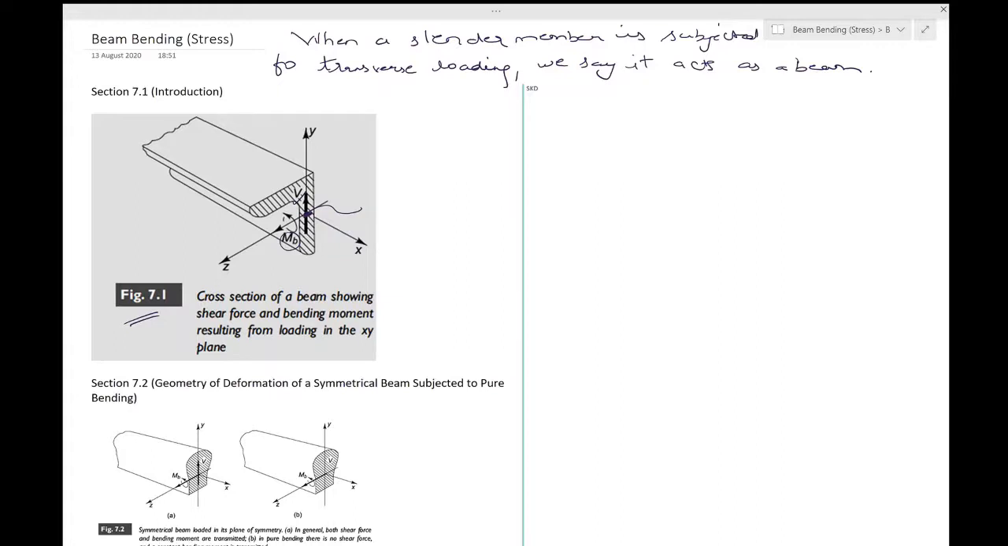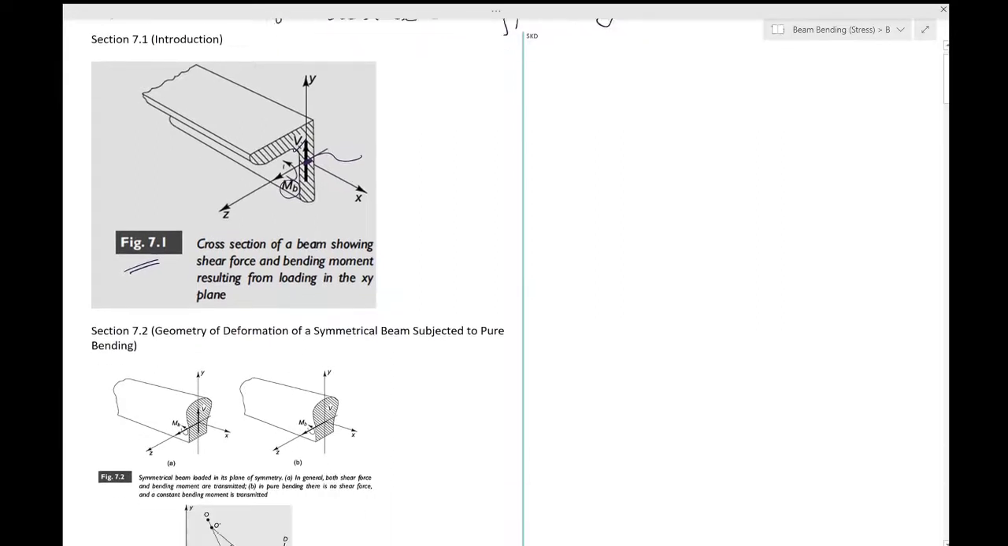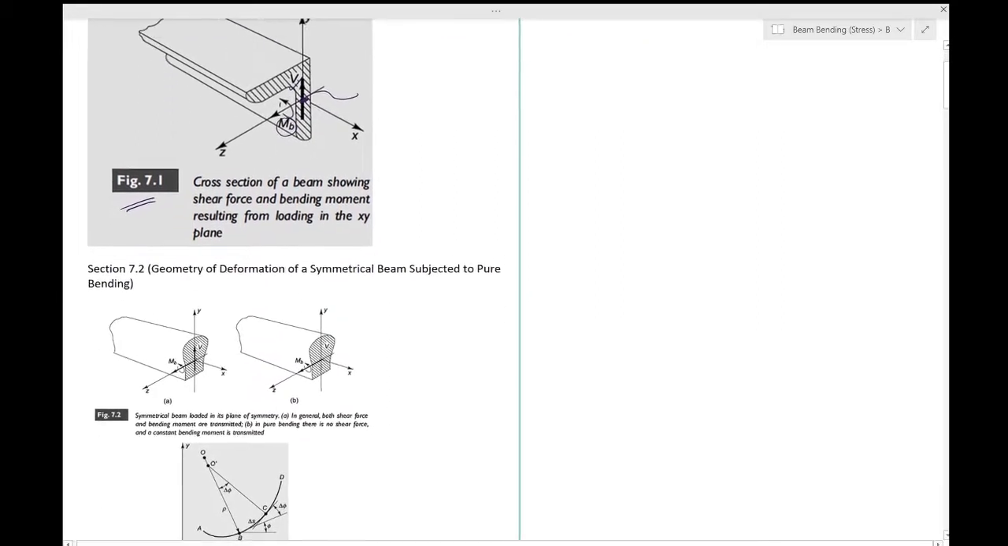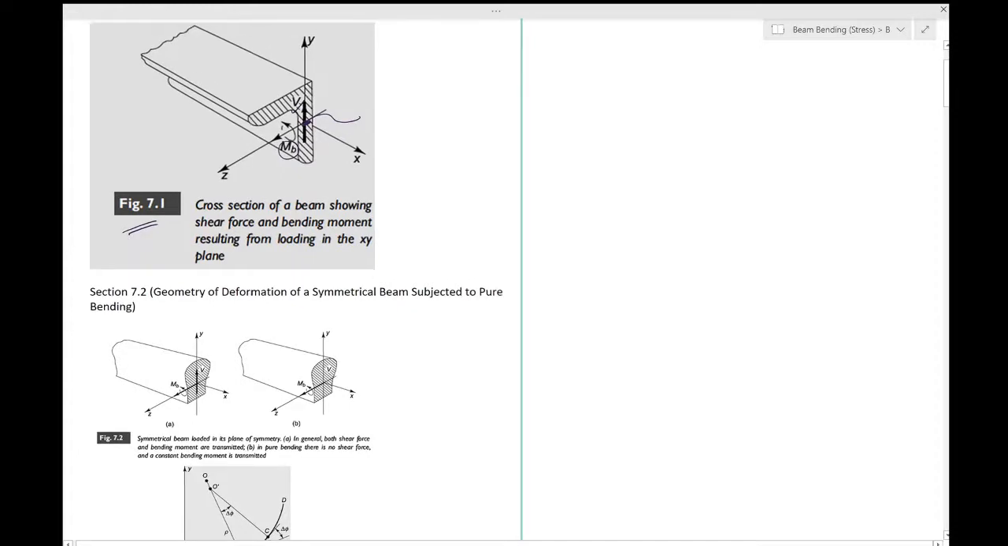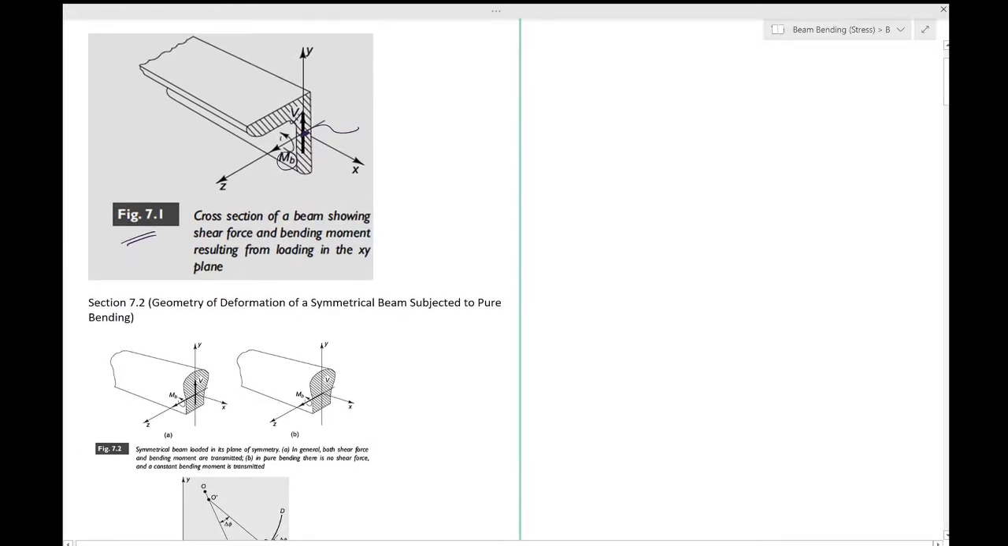So our method of approach will be similar to that followed in the investigation of torsion in chapter 6, the previous chapter. And we'll again be using method 2.1, which we have been using from the start of this course. Okay, so let's start with section 7.2, which is the geometry of deformation of a symmetric beam subjected to pure bending.